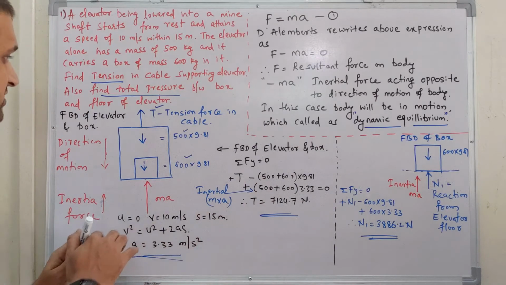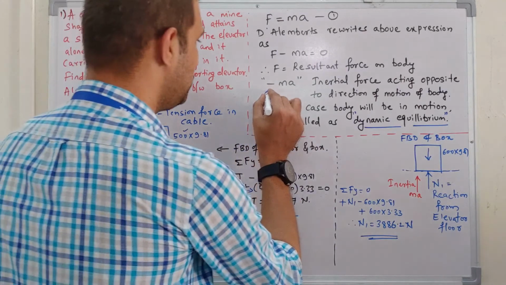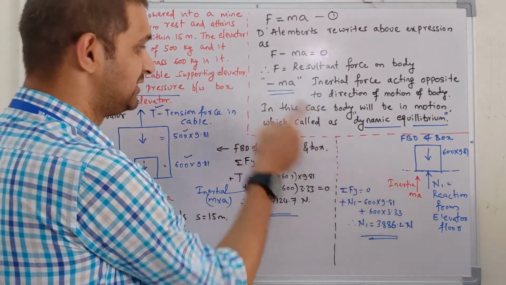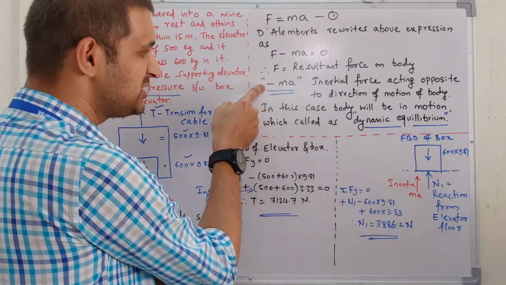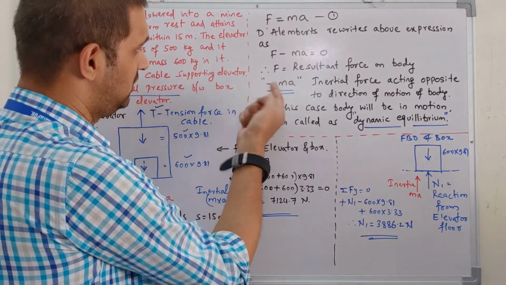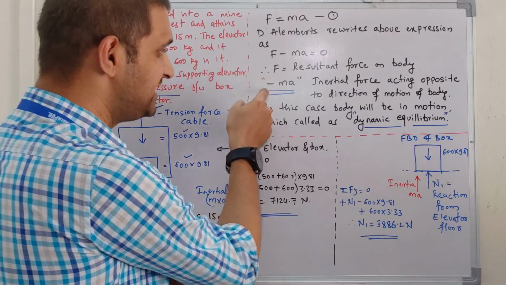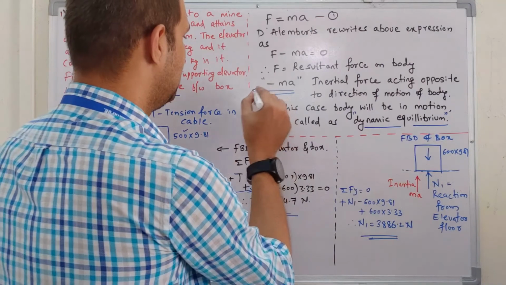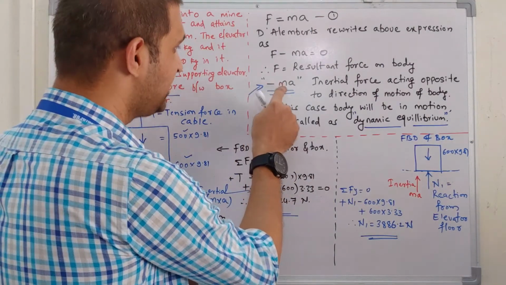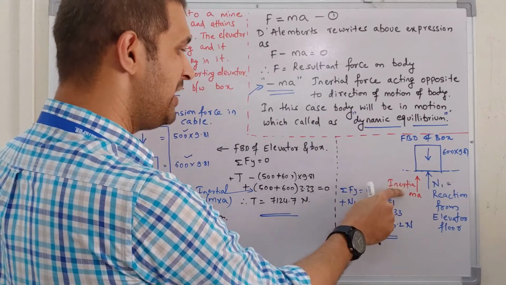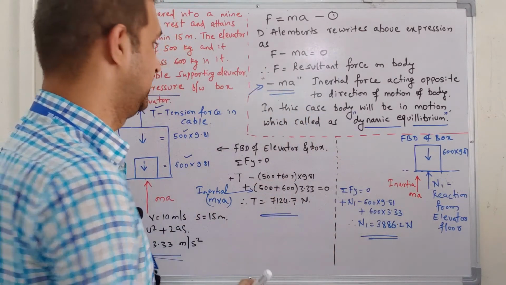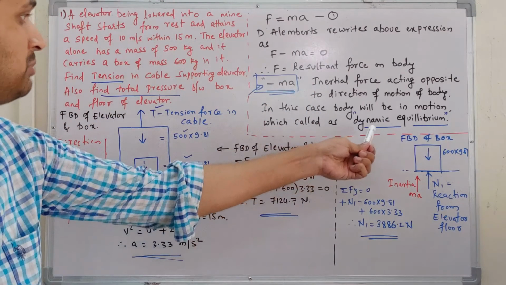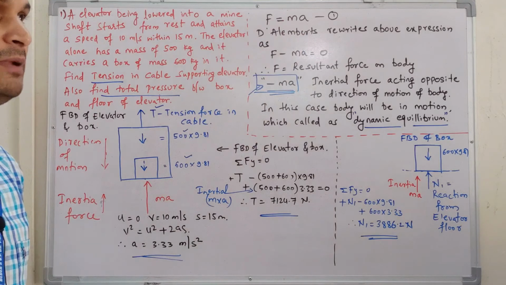Now see, there is nothing changed from what you have done in static. The only additional thing is that you are considering one additional force, that is the inertial force. This minus indicates what? Not leftward or downward. This minus sign indicates the inertial force acts opposite to the direction of motion of the body, which is always so. Now this additional force has to be accounted for while solving such problems on dynamic equilibrium or problems on D'Alembert's principle. Thank you.